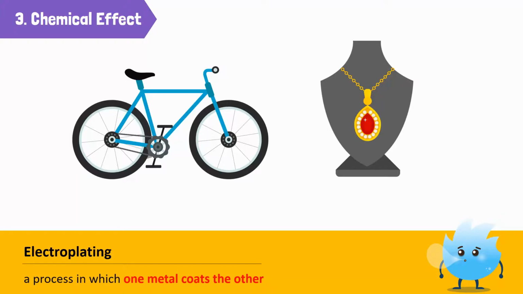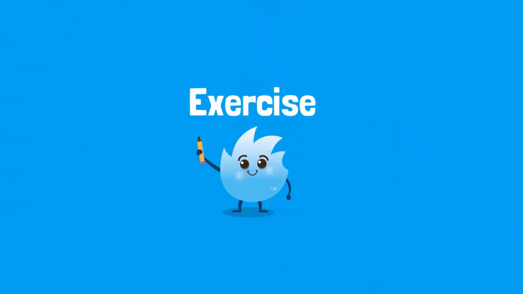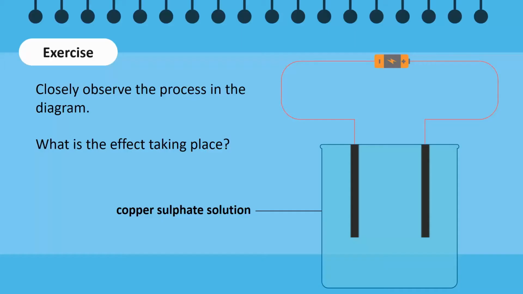For example, the rims of a bicycle are coated with nickel. Sometimes even jewelry is coated with gold to enhance its beauty. Time for an exercise. Pause this video to discuss this question. Closely observe the process in the diagram. What is the effect taking place?